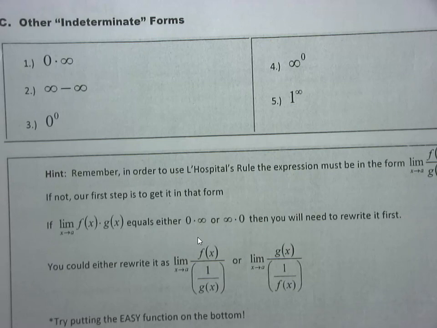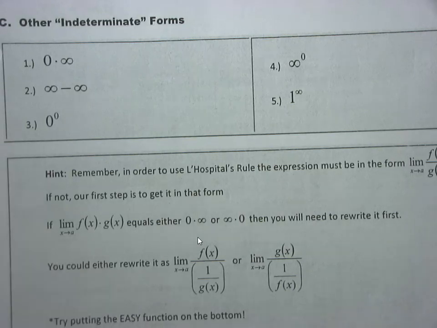So sometimes the answer is 0. Sometimes the answer is infinity. Sometimes the answer is 45. You can't tell. It's indeterminate. Another one. Infinity minus infinity. That's another type of indeterminate form. What is infinity minus infinity?